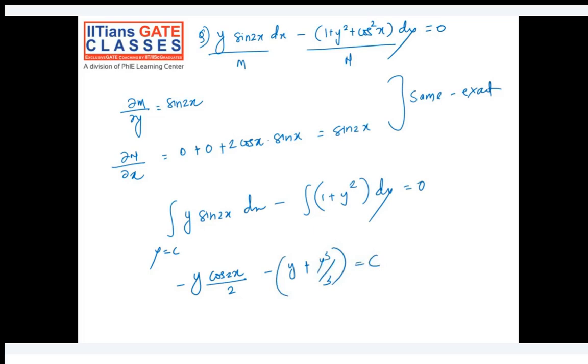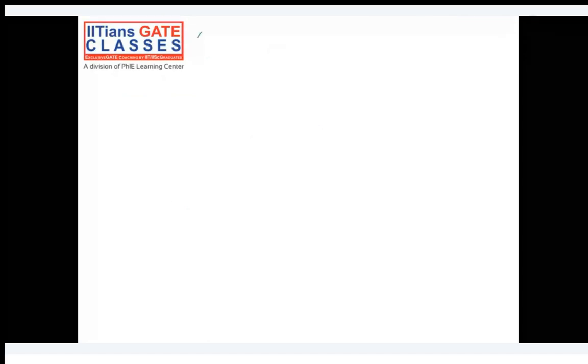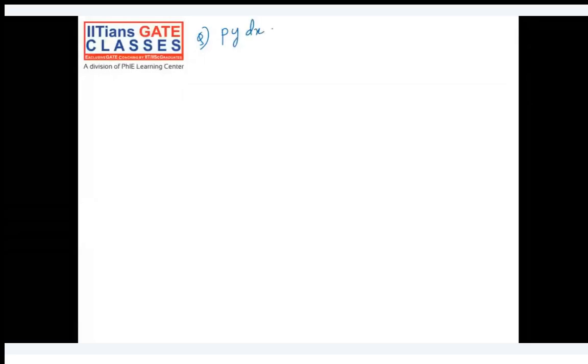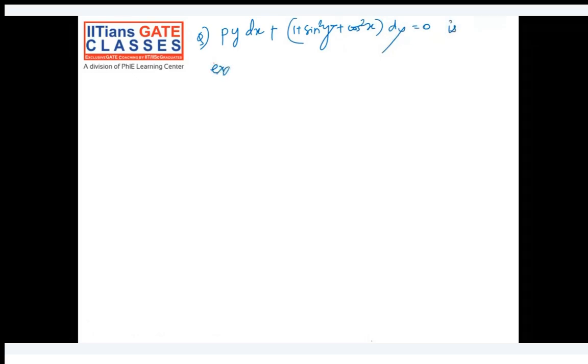So I'll give one homework question to you. You try to solve it. Py dx plus 1 plus sine square y plus cos square x dy equal to 0 is exact. Then p is equal to, okay, this is the homework question. Try it. Answer is p is equal to minus sine of 2x. You solve it and check whether you are also getting the same answer or not. Solve this whenever you get some free time.